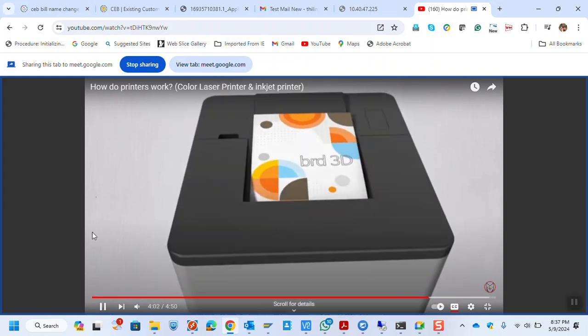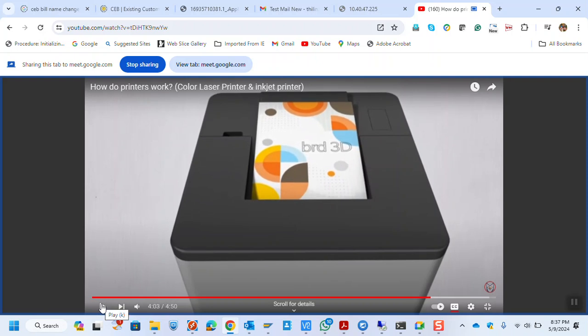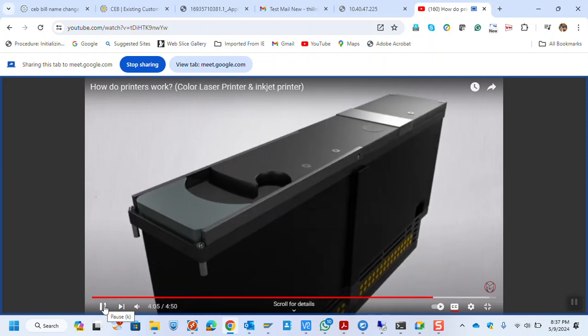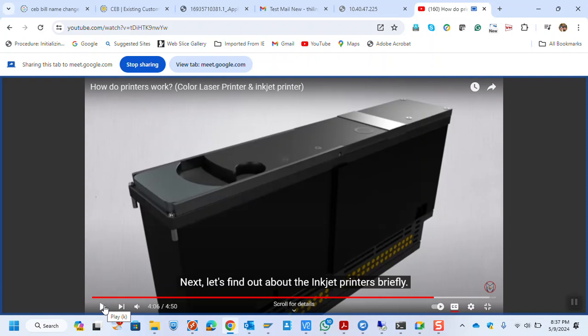This is all about the laser technology. Very beautiful, very colorful, and very high quality graphics you can get through that process. Now he's going to tell about the inkjet technology.